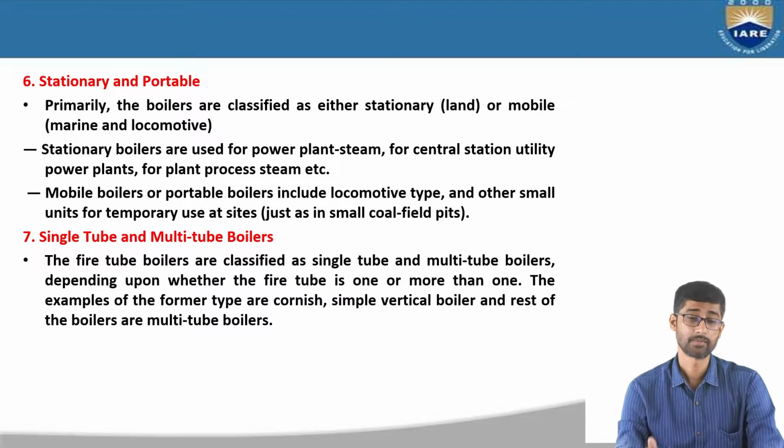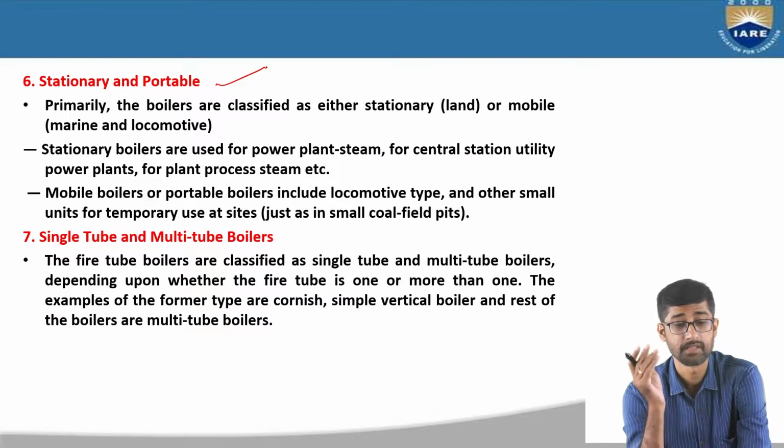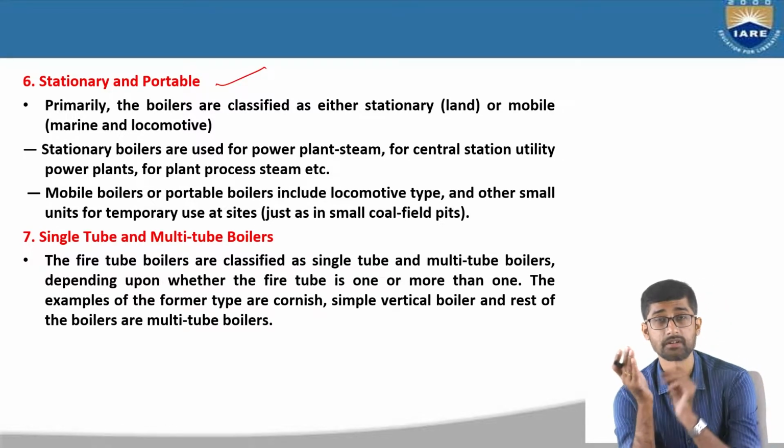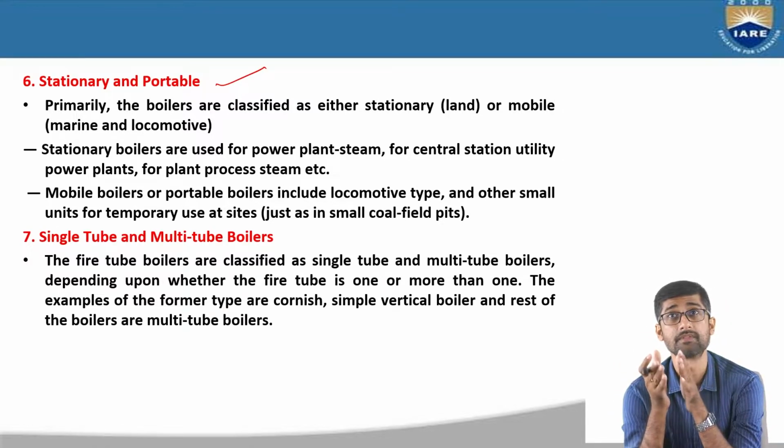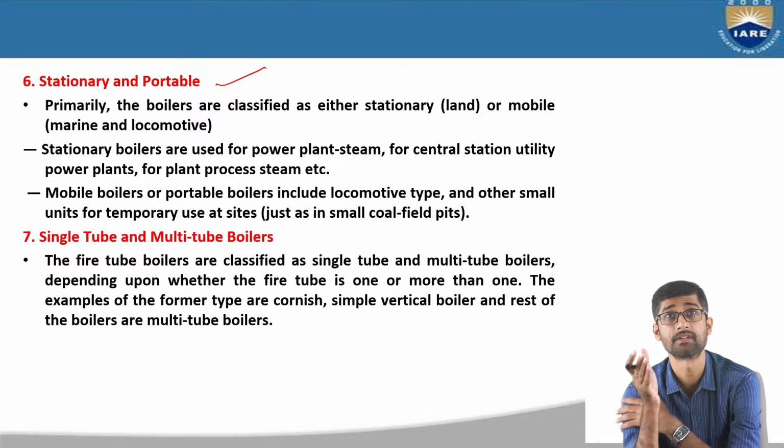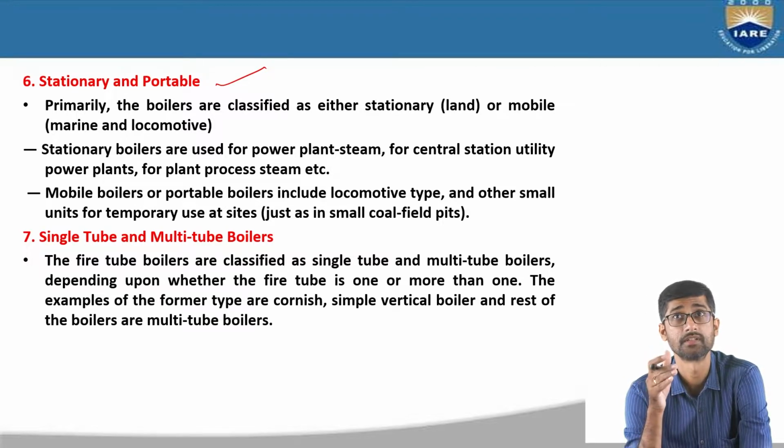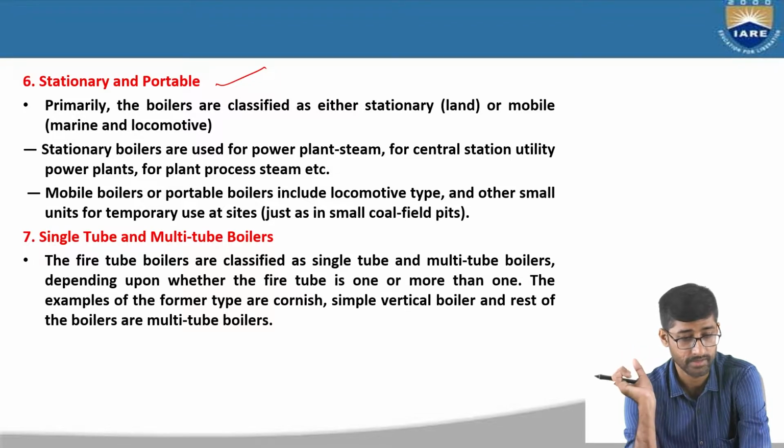Next, stationary and portable boilers. The boilers are classified as either stationary or portable, or mobile, right? The stationary boilers are used for power plant steam, for central station utility plants, for plant process steam, etc. The mobile or portable boilers include the locomotive type and other small units for temporary use at sites. You can use them in any industries. We are using mobile boilers in small coalfield industries.